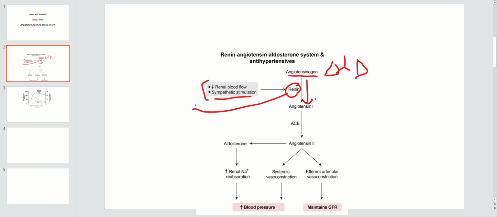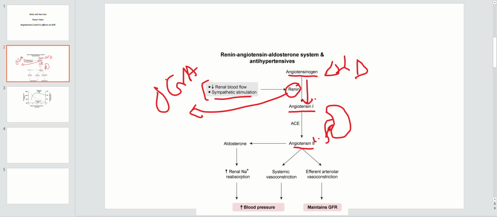This renin, where does it come from? It comes from your juxtaglomerular apparatus. So when this angiotensin 1 is formed, it is inactive, right? It then goes in the blood towards the kidney, where it gets converted into angiotensin 2, which is your active enzyme, with the help of the enzyme angiotensin converting enzyme, which is present in your kidney.